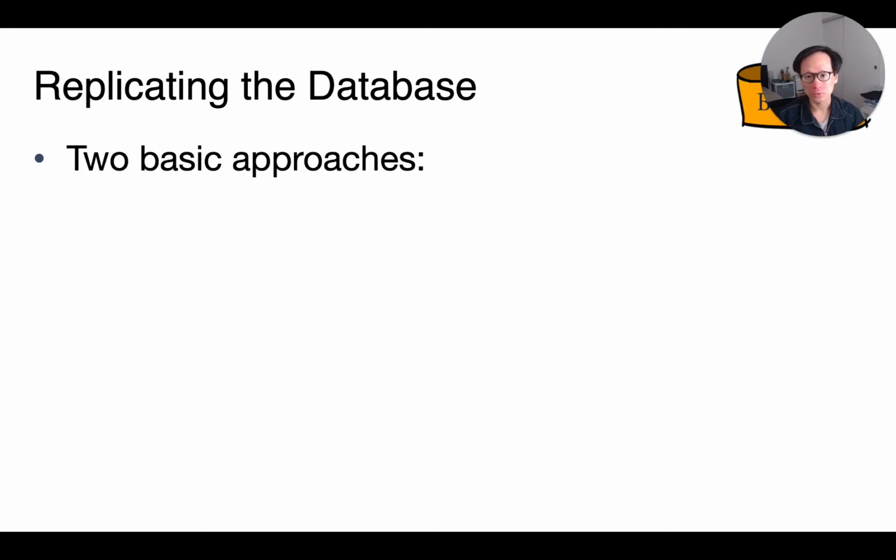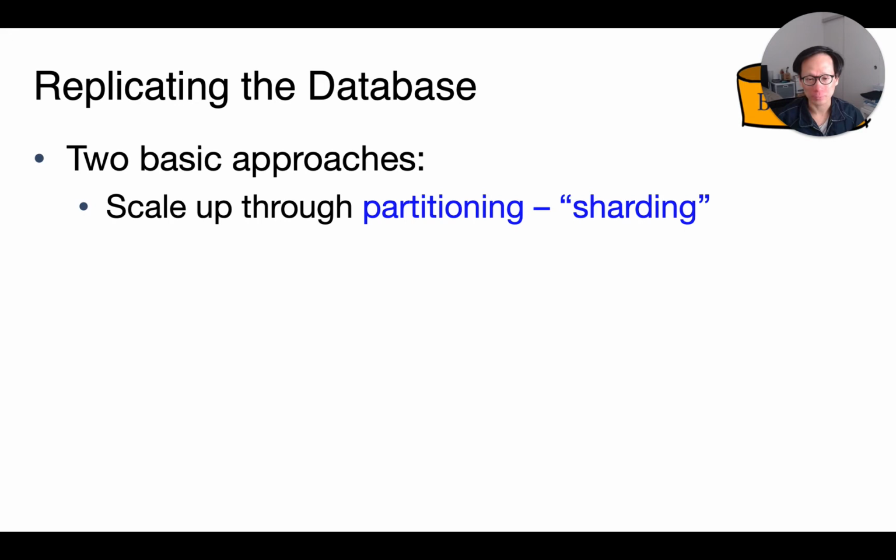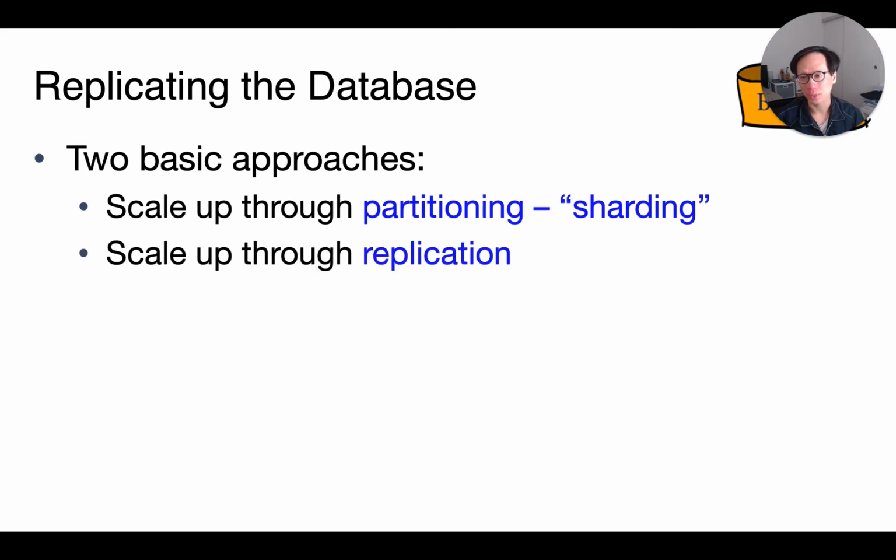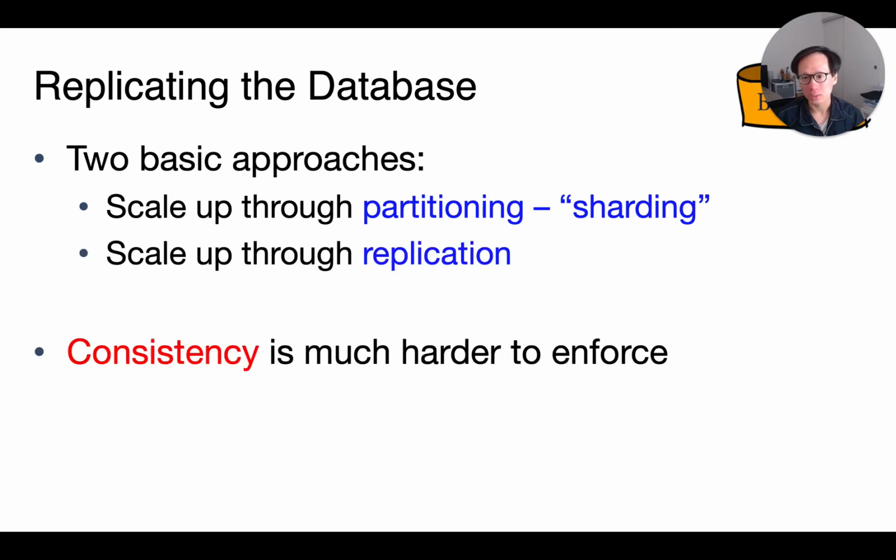In general, there are two ways to scale up a database running transactional workloads. The first is by data partitioning or sharding, and the second one is by replicating data. It is hard to maintain consistency in both of these circumstances, as we will see.